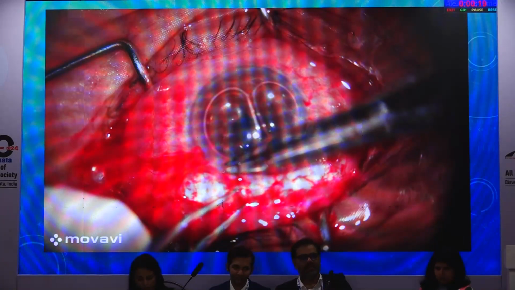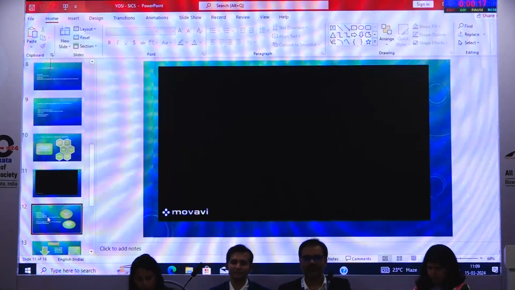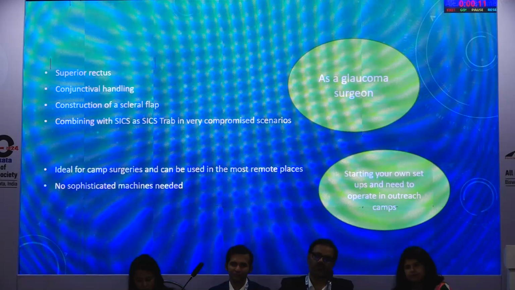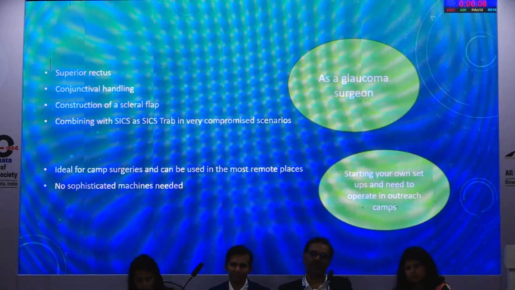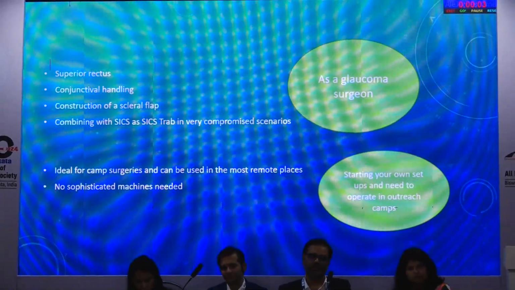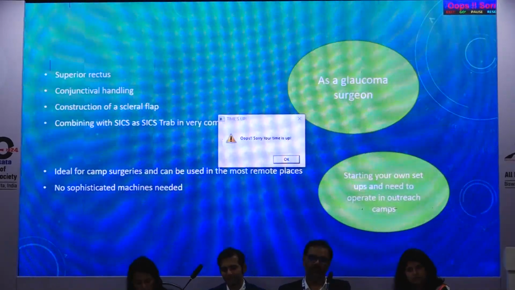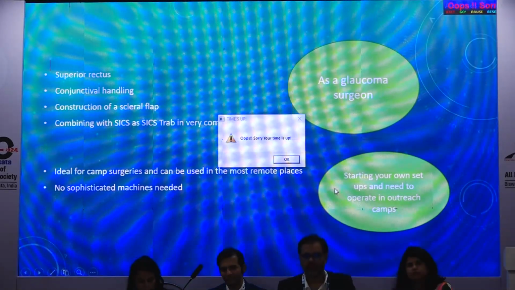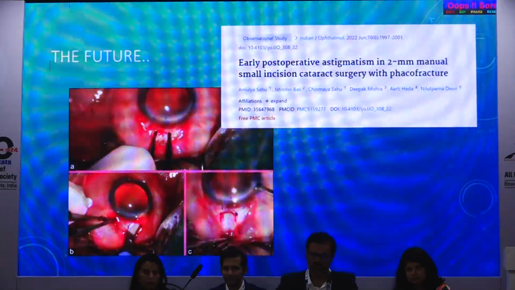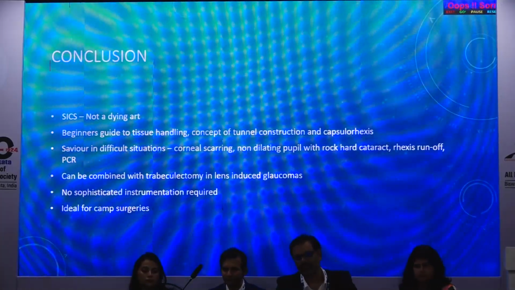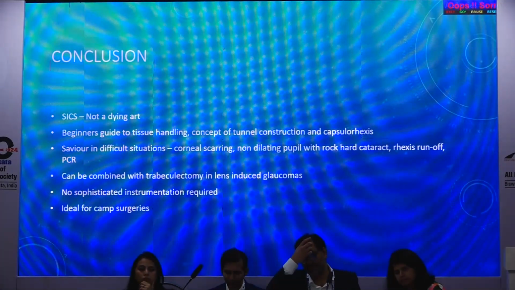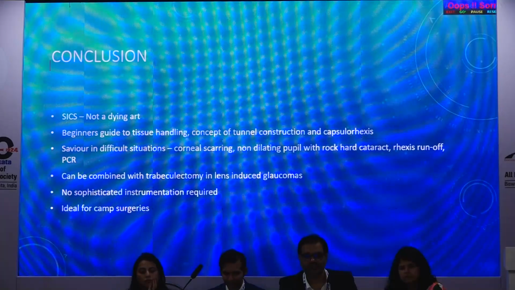So the message is that it is a relatively more forgiving surgery as compared to phacoemulsification. Also, some additional points are there. As a glaucoma surgeon, it gives you a feel for conjunctival handling and the construction of a scleral flap, and you can also combine it with SICS trab in complex scenarios such as phacolytic and phacomorphic glaucomas. It doesn't need any sophisticated instrumentation and can be done for camp surgeries also. To wind it up, it's not a dying art. Beginners can get a feel of tissue handling. It's a savior in difficult situations, can be combined with trabeculectomy, and no sophisticated instrumentation is required for it.